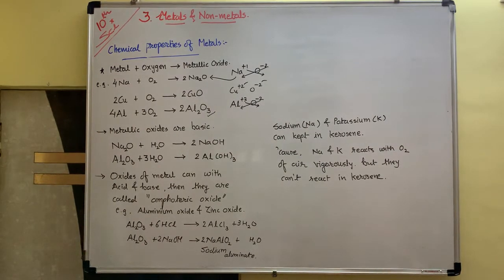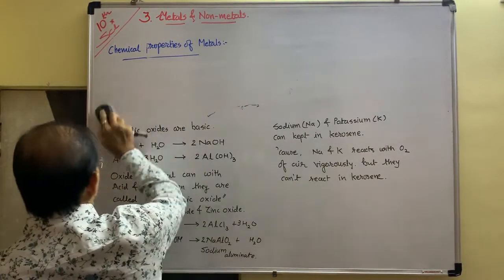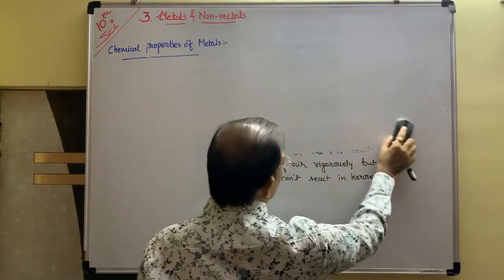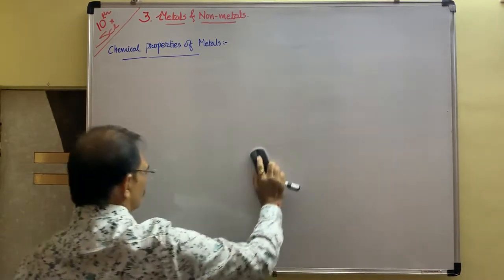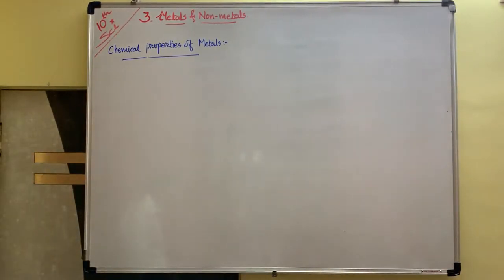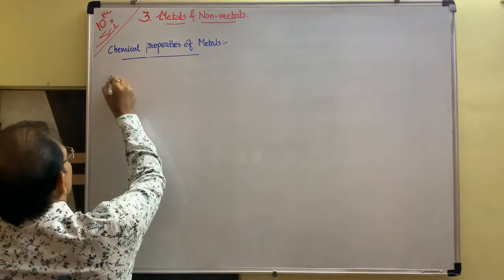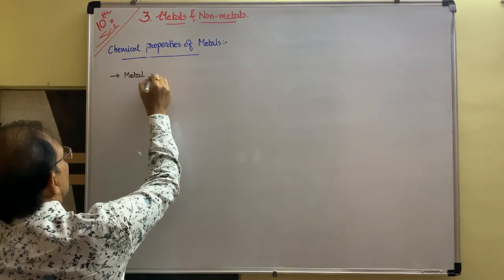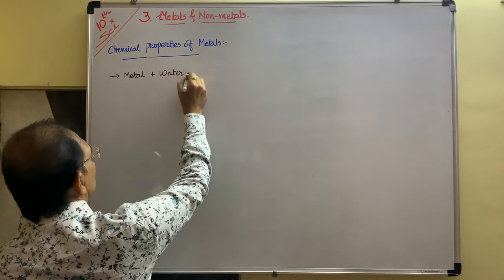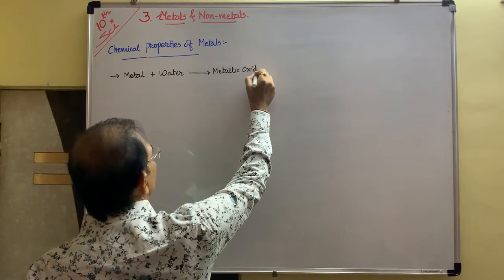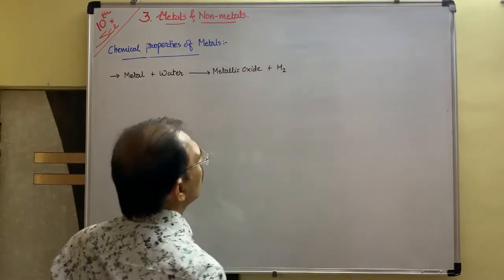chemical properties of metal. Now some other chemical properties of metal: metal reacts with water. How? Metal reacts with water and forms metallic oxide, and hydrogen gas is released.